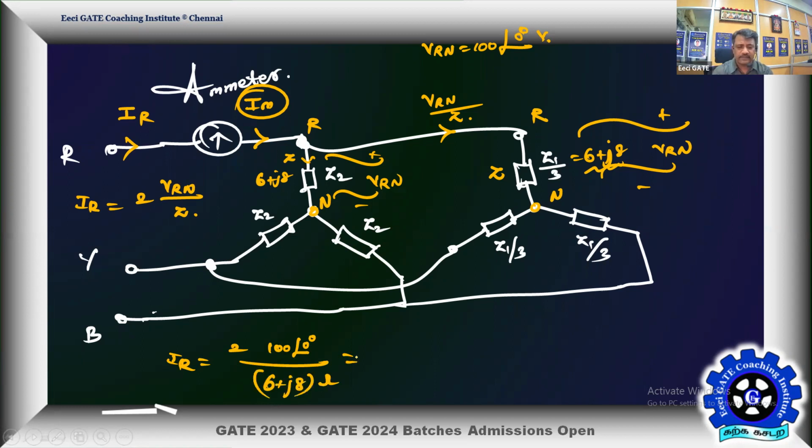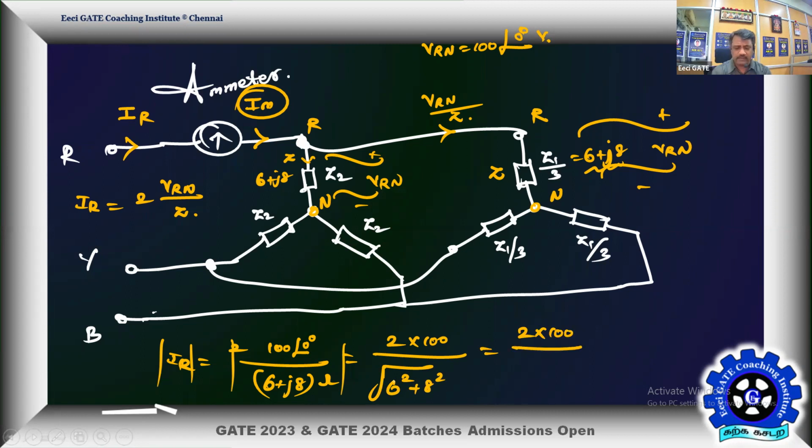Okay. So we'll go for the magnitude. That will be the resultant. What is that? 2 times 100, that's the voltage RMS, divided by root of 6 square plus 8 square. That is 2 into 100 divided by root of 36 plus 64, that is root of 100. Root of 100 is going to be 10. Therefore, the result is going to be 200 by 10, that is 20 amps. That's the modulus of IR.